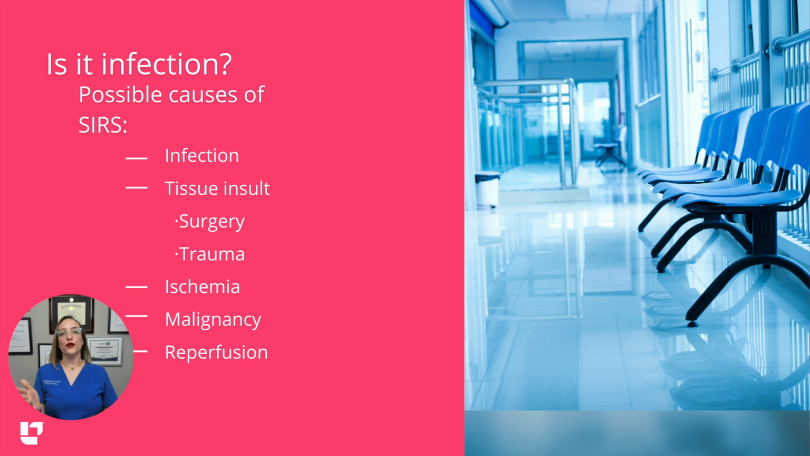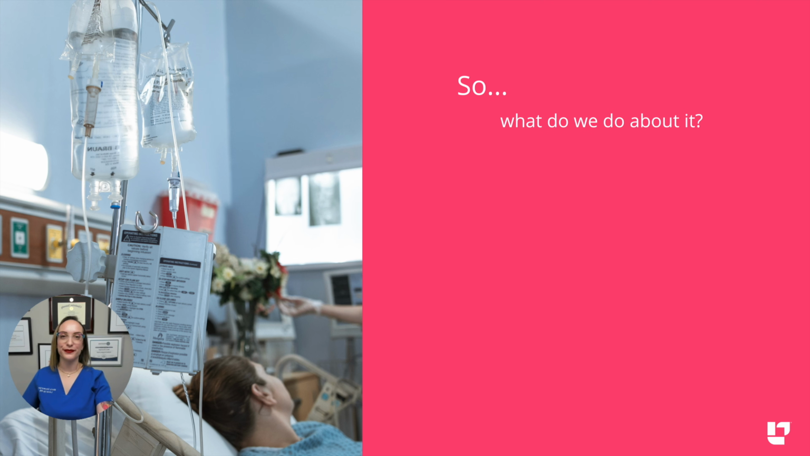And then reperfusion, what does that mean? So once we are able to reperfuse an area that was previously ischemic, we can also see SIRS happening in those cases. So again, coming back to that crush injury, we're going to see SIRS because of the ischemia. We're going to see SIRS because of the blood flow reperfusing the injured area. Okay, so keep in mind, it's not always infection. It might be, but we need to just investigate further.